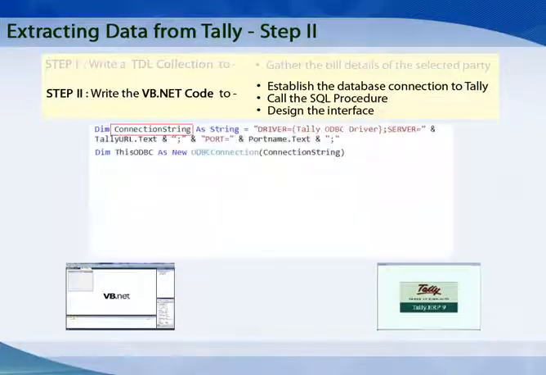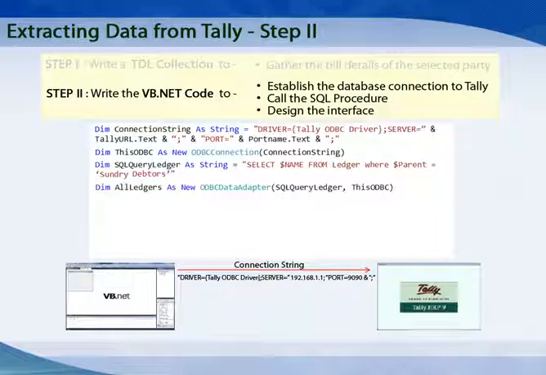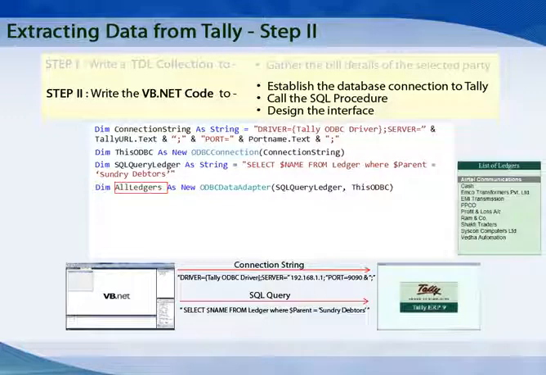A variable connection string of type string is declared, which is set to the ODBC driver connection string value. An object, this ODBC, is created which establishes connectivity using this variable. A variable SQL query ledger is declared to hold the SQL query string. Also, an object all ledgers is declared which sends the SQL query to Tally using the ODBC connection object this ODBC. After this, all the ledgers from the active Tally company will be held by the object all ledgers.